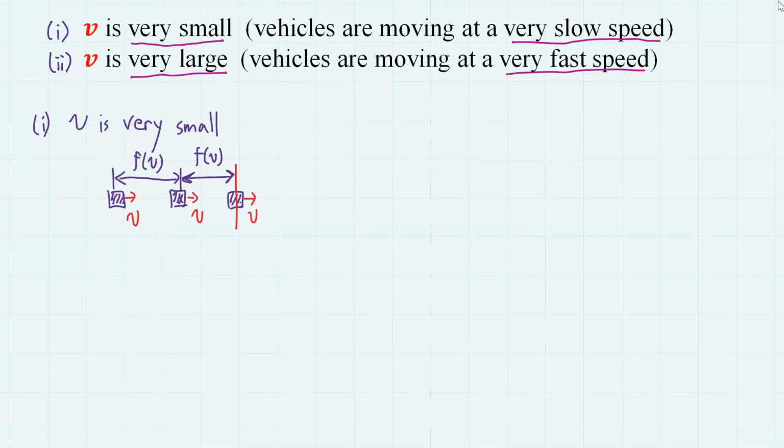First, when the speed v is very small, then the safe distance f(v) also must be very small, meaning that vehicles can travel while being much closer to each other. However, despite this advantage in distances between vehicles, the number of vehicles passing through a certain point during a certain time interval will still be very low because the speed of each vehicle is just too slow.